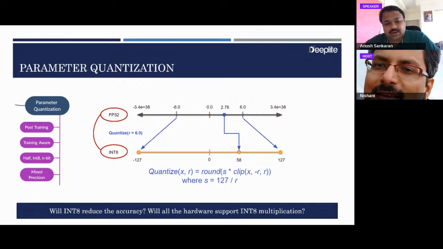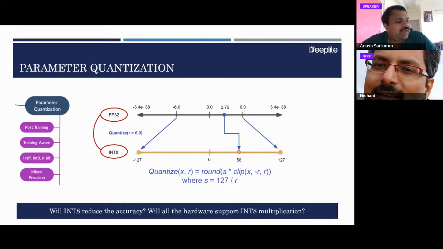Okay, and there are two questions here. First question is, will this bit precision reduction, like changing FP32 to int 8, reduce the accuracy of the model? That is question 1. And question 2 is, will all the hardware architectures support int 8 multiplication? The first question is what different research papers are trying to address, and there are existing off-the-shelf solutions like TensorRT that provide the capability of quantizing a model to int 8 precision. But the question is, does all the hardware support int 8 multiplication? The answer is no as of today.